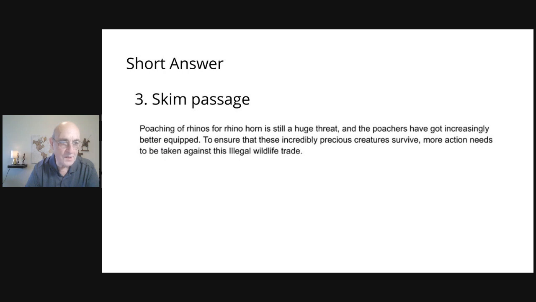And we have one more question to look at. And we're going to underline poaching because we know that poaching is a synonym for criminal activity. Rhino horn, huge threat. So we're looking at another adjective noun combination. Better equipped. Now, we didn't have the word better equipped, but we did have the word improved in our question. So again, that's where synonyms are important to be aware of. And then we have illegal wildlife trade, which also is another synonym for criminal activity.